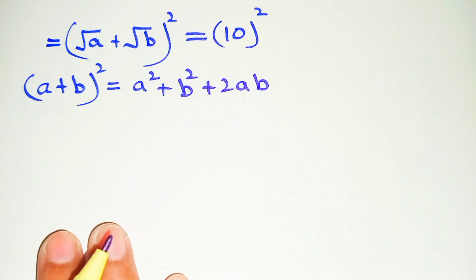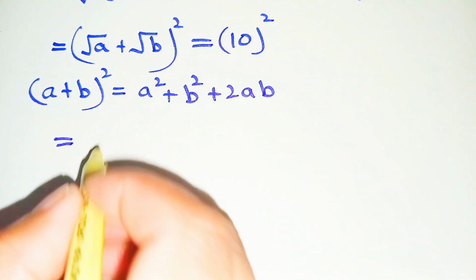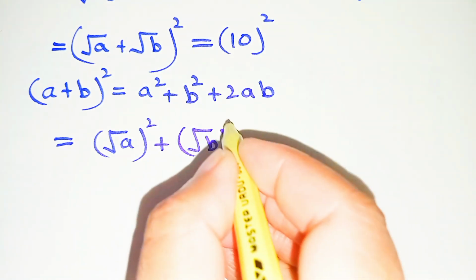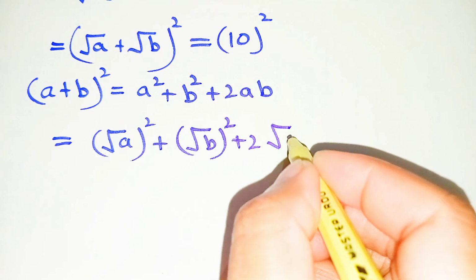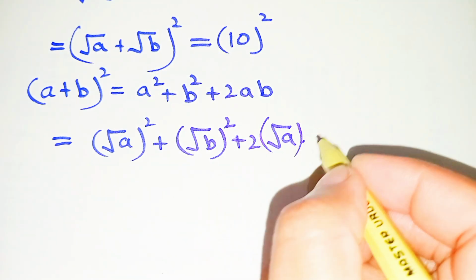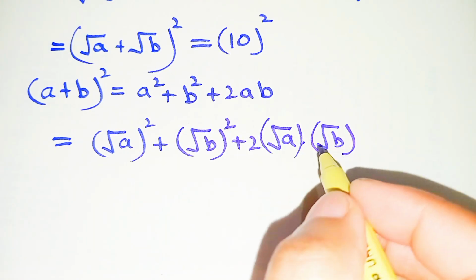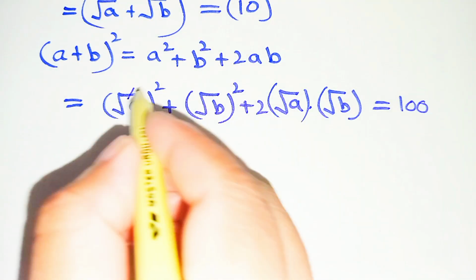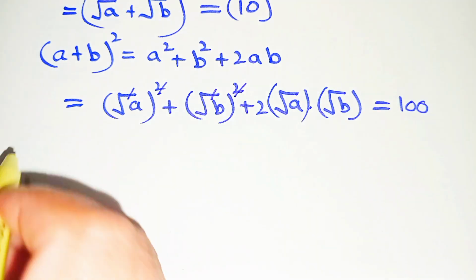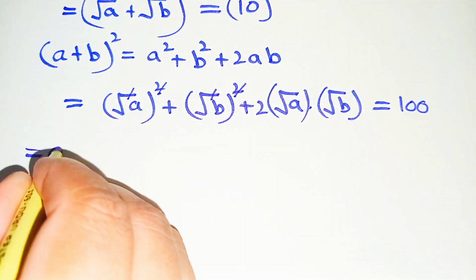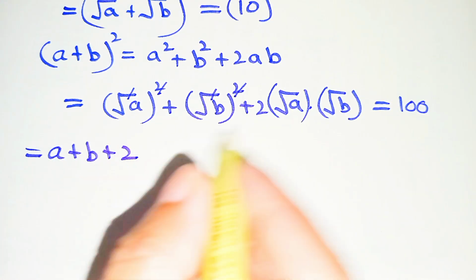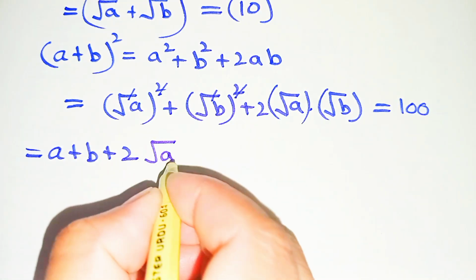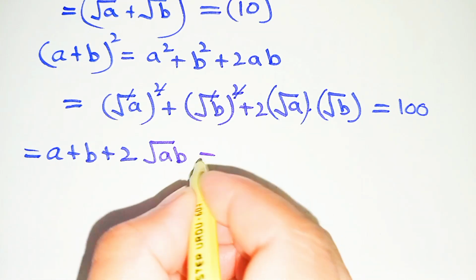Now we can write (square root of a) squared plus (square root of b) squared plus 2 times square root a times square root b is equal to 10 squared, which is 100. Here the square roots cancel out the squares, so we can write a plus b plus 2 times square root a times square root b, multiplied together as square root of ab, is equal to 100.